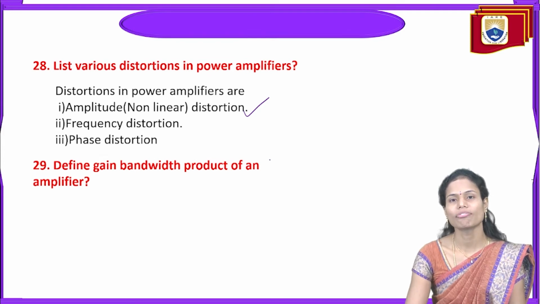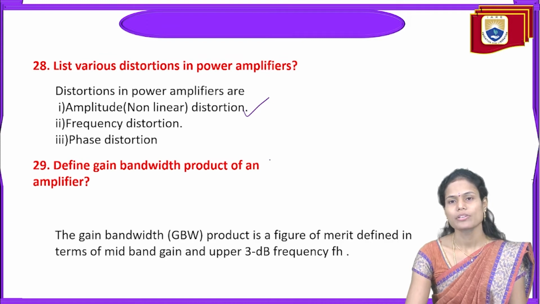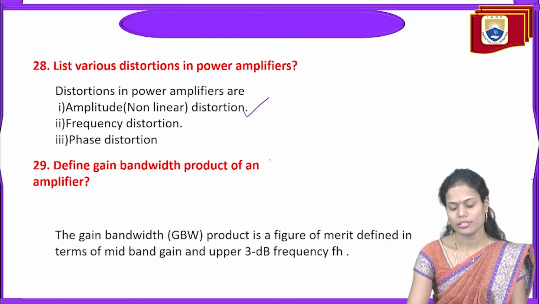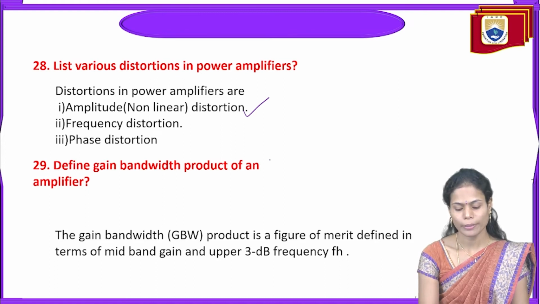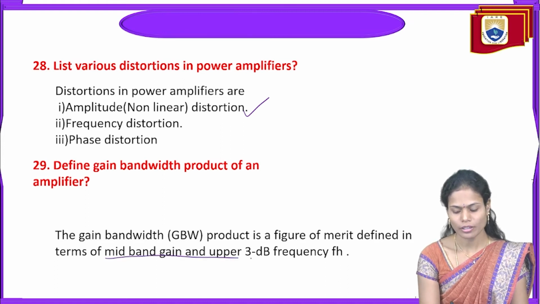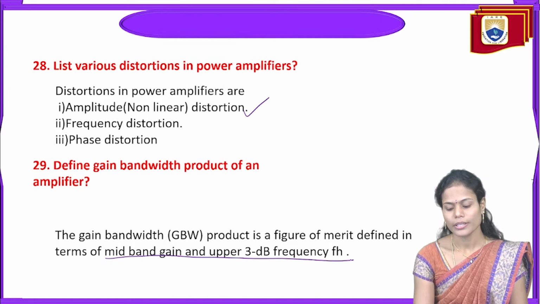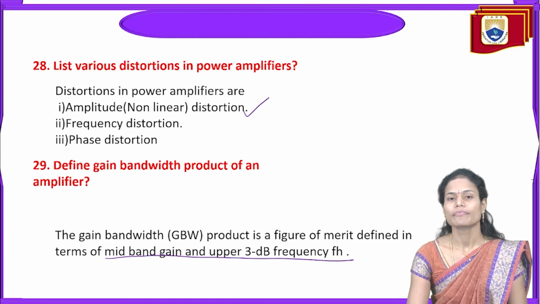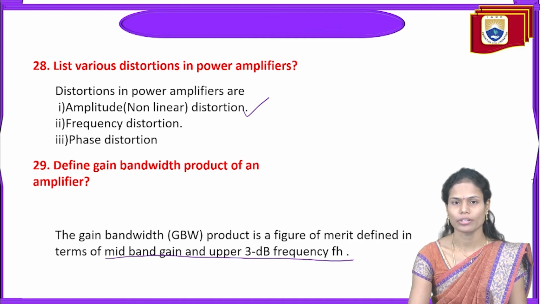And next, define gain bandwidth product of an amplifier. So the gain bandwidth product is a figure of merit and it is defined as the product of mid-band gain and upper 3 dB frequency F_H, that is gain as well as upper 3 dB frequency. The multiplication of the two indicates the gain bandwidth product.